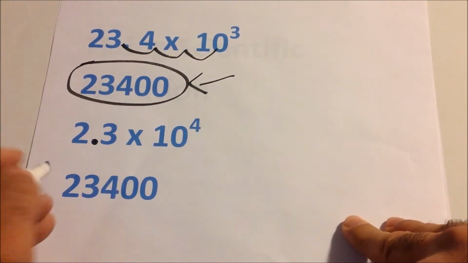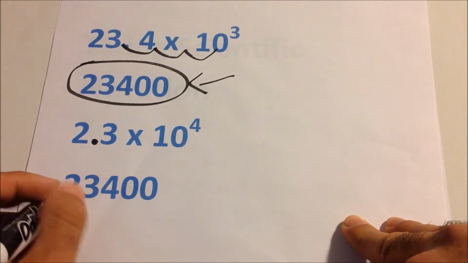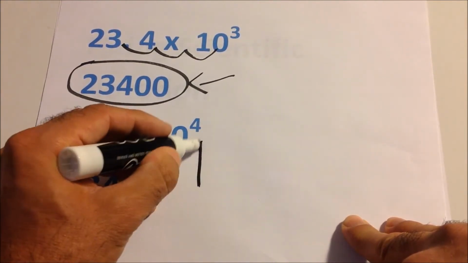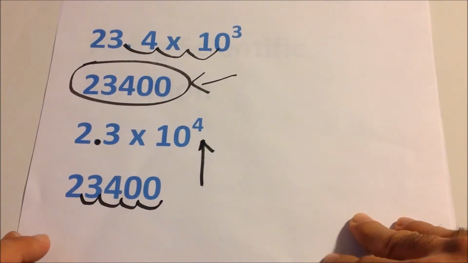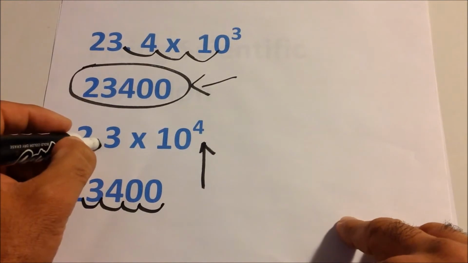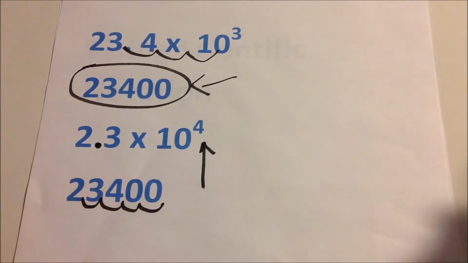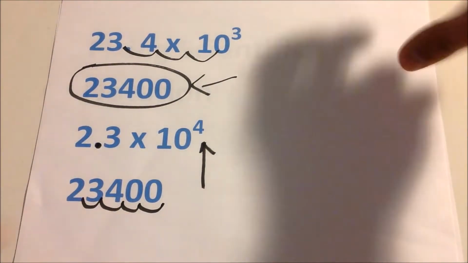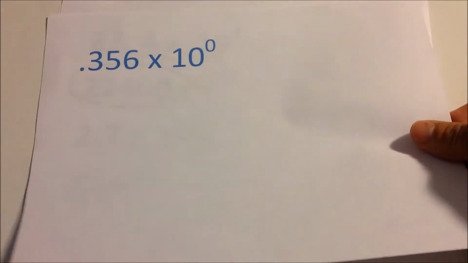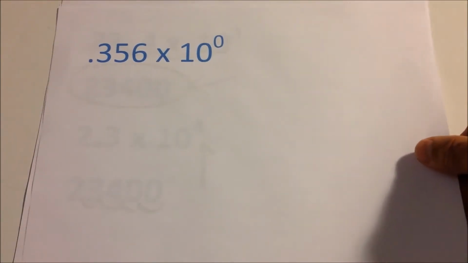And you can always check. Just think, if you have the decimal here, if you moved it 1, 2, 3, 4 spaces, you'll get the same number. Okay, so remember, in scientific notation, the decimal has to come after the first number. And then you have to change the exponents. Okay? Let's see if you can do this problem. See if you can do that.